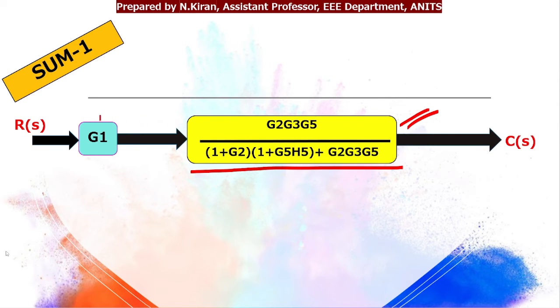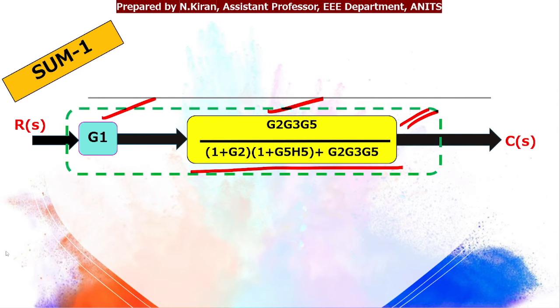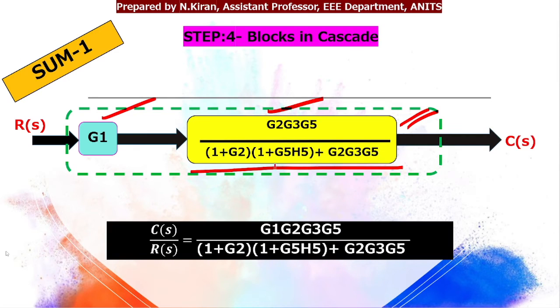So these two blocks in the end are in cascade or series. So that will give my overall transfer function as G1, G2, G3, G5 divided by 1 plus G2 into 1 plus G5 H5 plus G2, G3, G5.